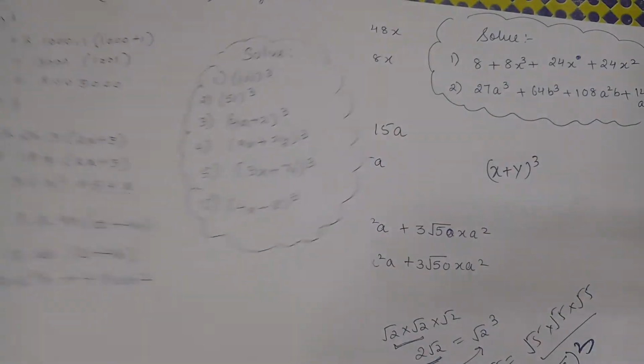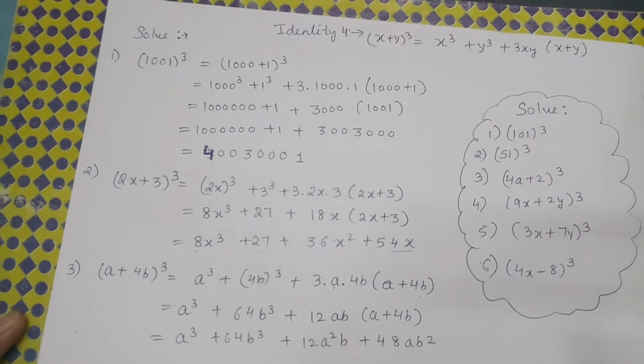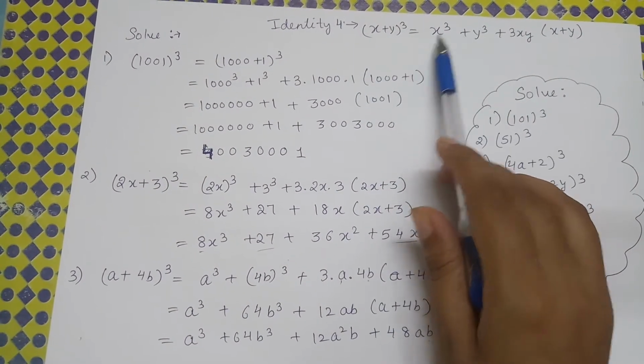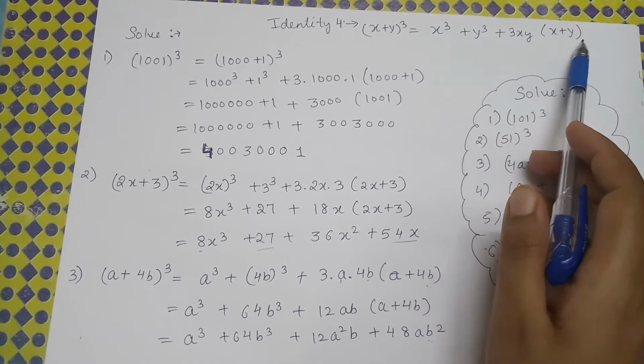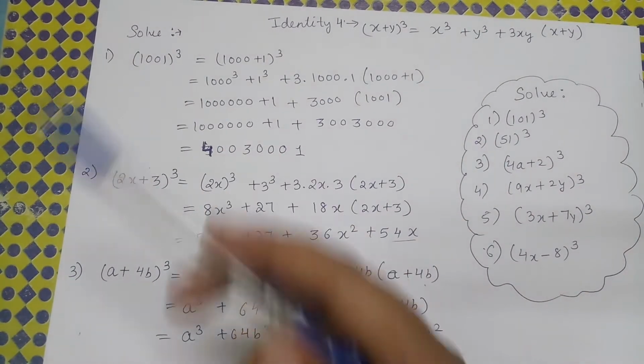Next we have identity 4. This is another important identity. (x + y)³ is equal to x³ + y³ + 3xy(x + y). Using this identity we can solve questions based on cubes.